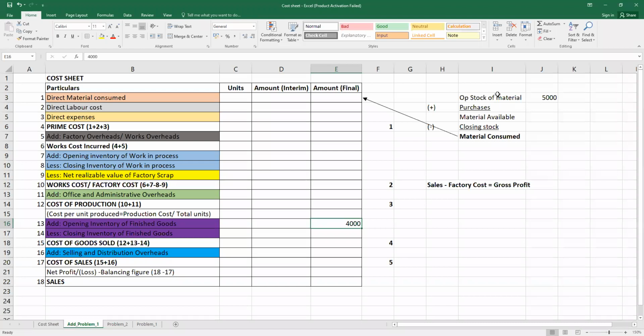Hello? Yes, ma'am. Okay. Then we are having information about closing stock. Closing stock of raw material is 4,000. So let's write over here. Closing stock is 4,000. Then closing stock of finished goods is 5,000. Over here, let's write finished stock of finished goods 5,000. Then raw material purchased, how much? 50,000.